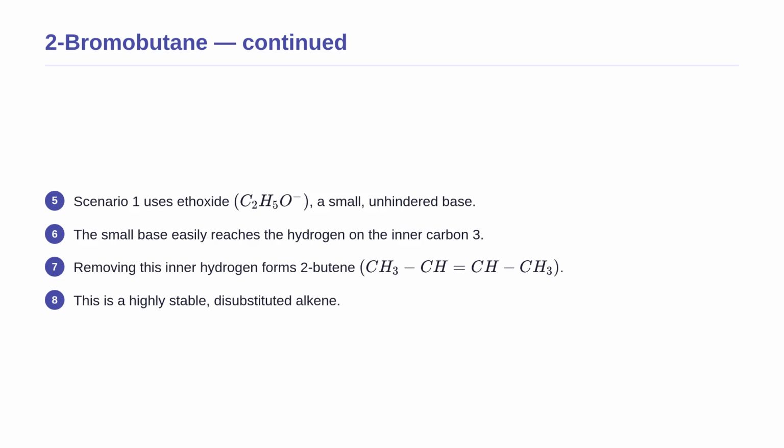First, let us see what happens with a small base. In this scenario, we use ethoxide, which is small and unhindered. Because it is small, it easily bypasses any minor crowding and reaches the hydrogen on the inner carbon 3. We remove this inner hydrogen and the bromine, forming a double bond in the middle of the chain. This gives us 2-butene. This is a di-substituted alkene, meaning it has 2 carbon groups attached to the double bond, making it highly stable. Therefore, with a small base, the Saytzeff product is the major result.